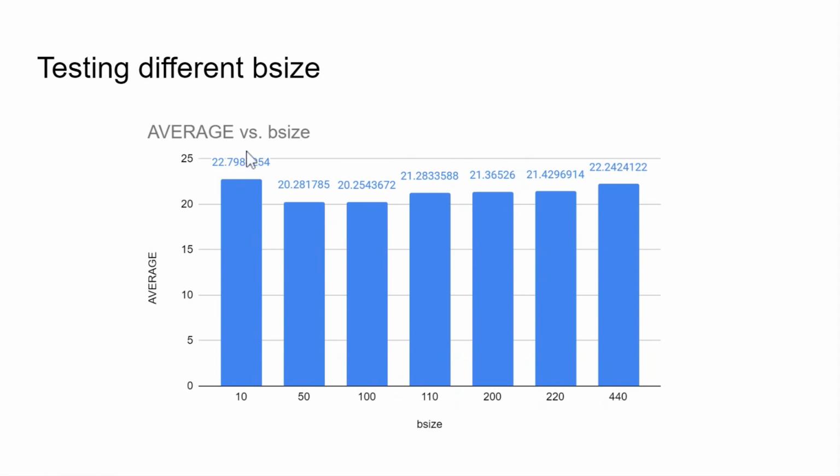But you get the idea that it's from performing better and then becoming worse and worse and worse. And at 440, it becomes 22.24 seconds. So now it's bad. So we look at here, we compare all of them, and we saw that B size of 100 is the fastest, even though if you compare 50 and 100, it's very small. But we have to choose one, so we chose 100.